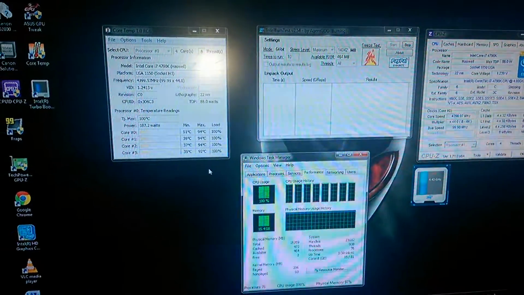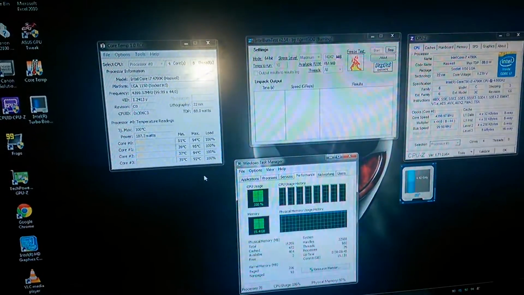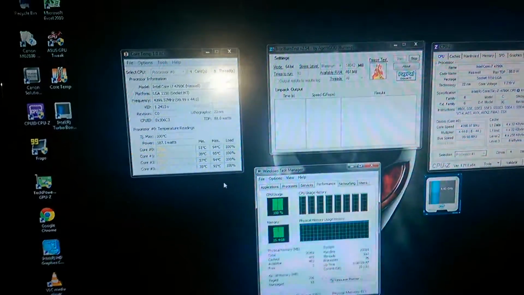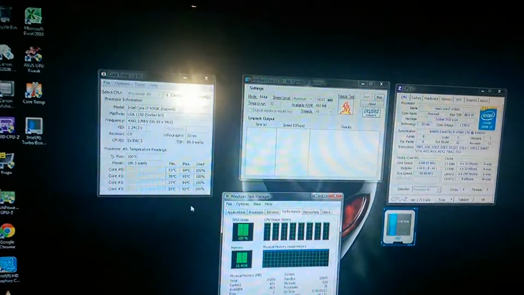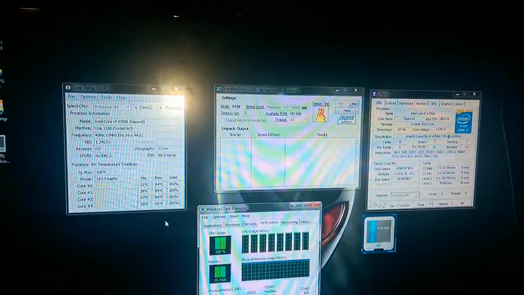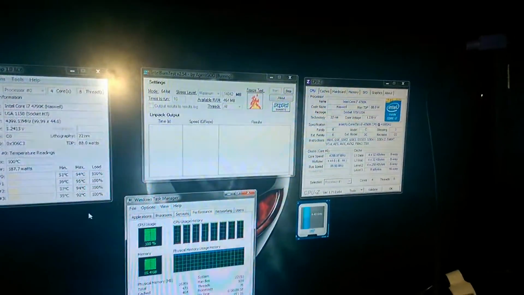All right, this here's Intel Burn Test. Someone was wanting to know about this. This has been running for 30 minutes, and temperatures are very good for how high it's going. Intel Burn Test is at maximum settings, and I'm running at 4.4 gigahertz.